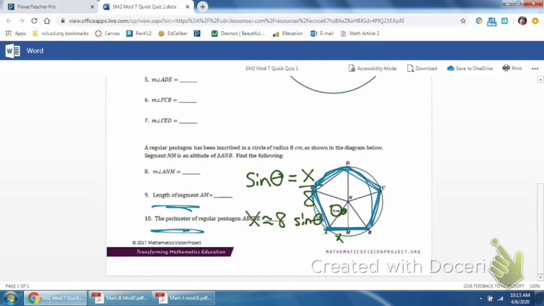Remember, for 8, there should be a video about that. I believe it was the sides minus 2, times 180, divided by the sides. If we do this, that should get you that angle. And then remember, we cut it in half to get this little one.